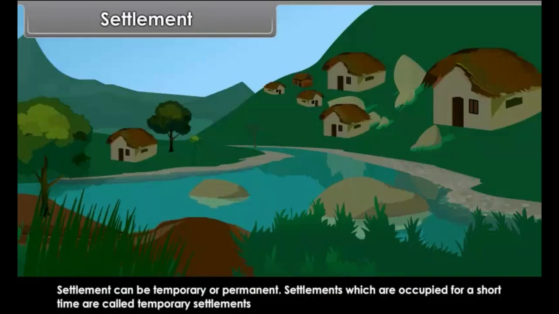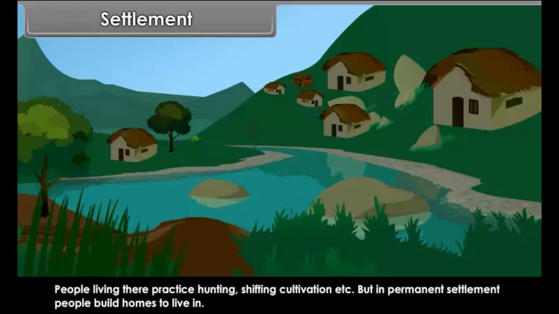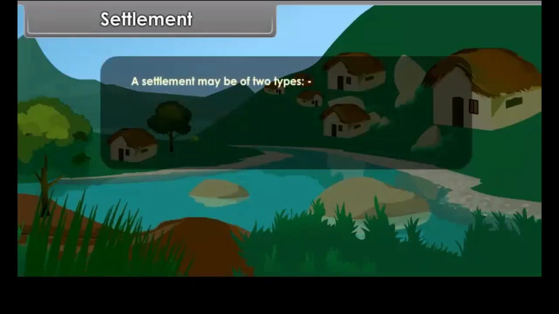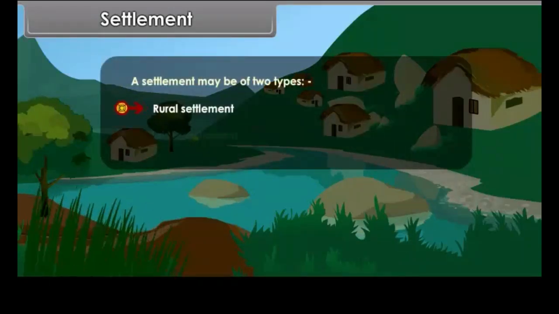Settlement can be temporary or permanent. Settlements which are occupied for a short time are called temporary settlements. People living there practice hunting, shifting cultivation, etc. But in permanent settlement, people build homes to live in. Rural settlement, urban settlement.